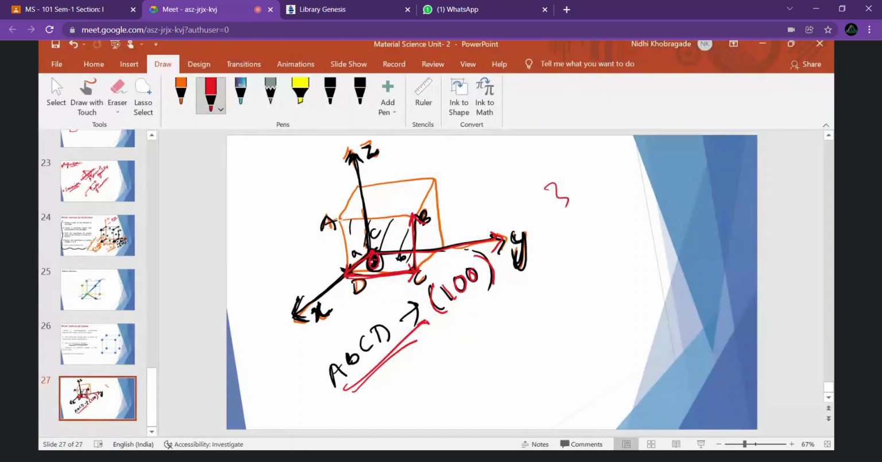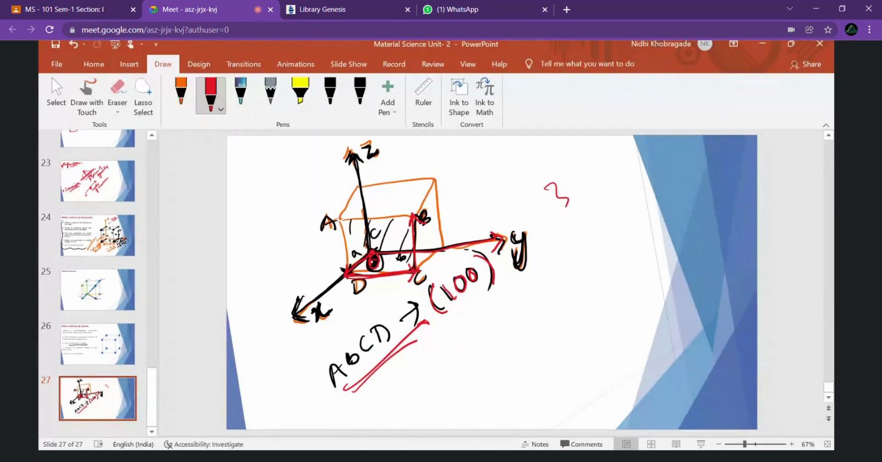Suppose next we introduce another plane in the same unit cell, in the same crystal structure. So this time, this is our A, B, C, D plane, which has the Miller indices 1, 0, 0. Now we will take another example of a different plane but in the same unit cell.